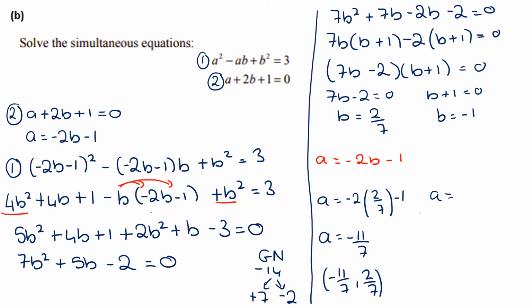And then over here, when b is minus 1, we get minus 2 by minus 1, which is minus 1. So minus 2 by minus 1 is plus 2, take away 1. So a is equal to 1. So that point is 1, minus 1.